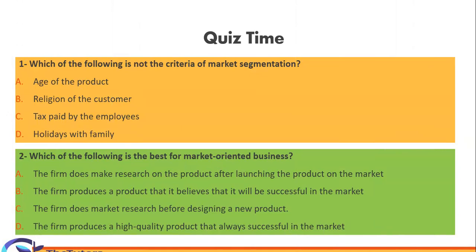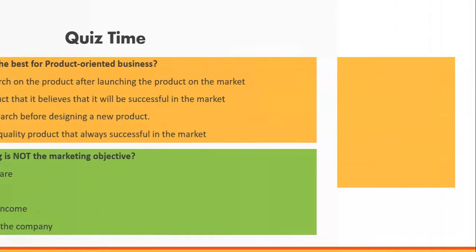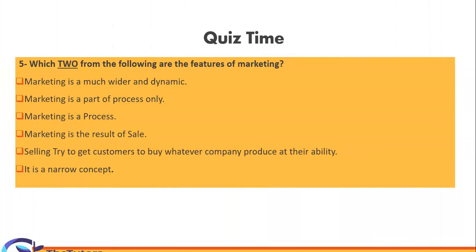So this is quiz time. This is the first multiple choice question. Question number 1. Okay, you can see the yellow area. There's question number 2. If you want to solve this question, you can pause the video. Question number 3. Question number 4. Here you need to select only one. This is question number 5. You have to select 2. So which 2 are fit for marketing, not for other things.